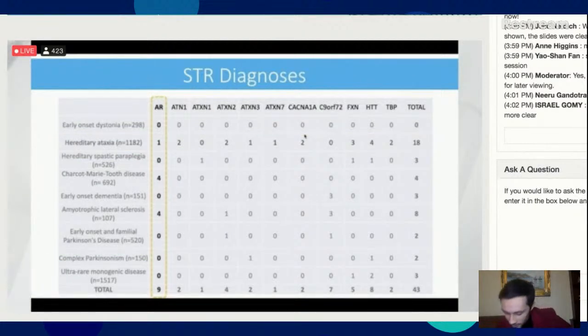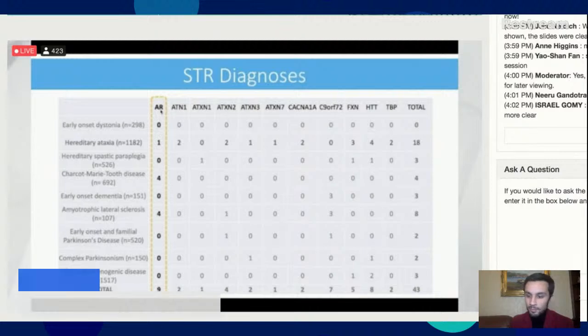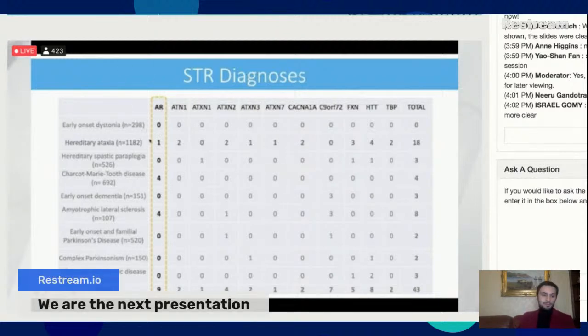Equally, we detected expansions in loci that presented with a wide phenotypic range. So these are expansions in the androgen receptor, which causes Kennedy disease, which is a form of motor neuron disease. We've detected the expansions in patients recruited under ataxia, but also under Charcot-Marie-Tooth, which is neuropathy, and some under amyotrophic lateral sclerosis. This again shows you that the pipeline can also be useful for loci that present with phenotypically heterogeneous features.